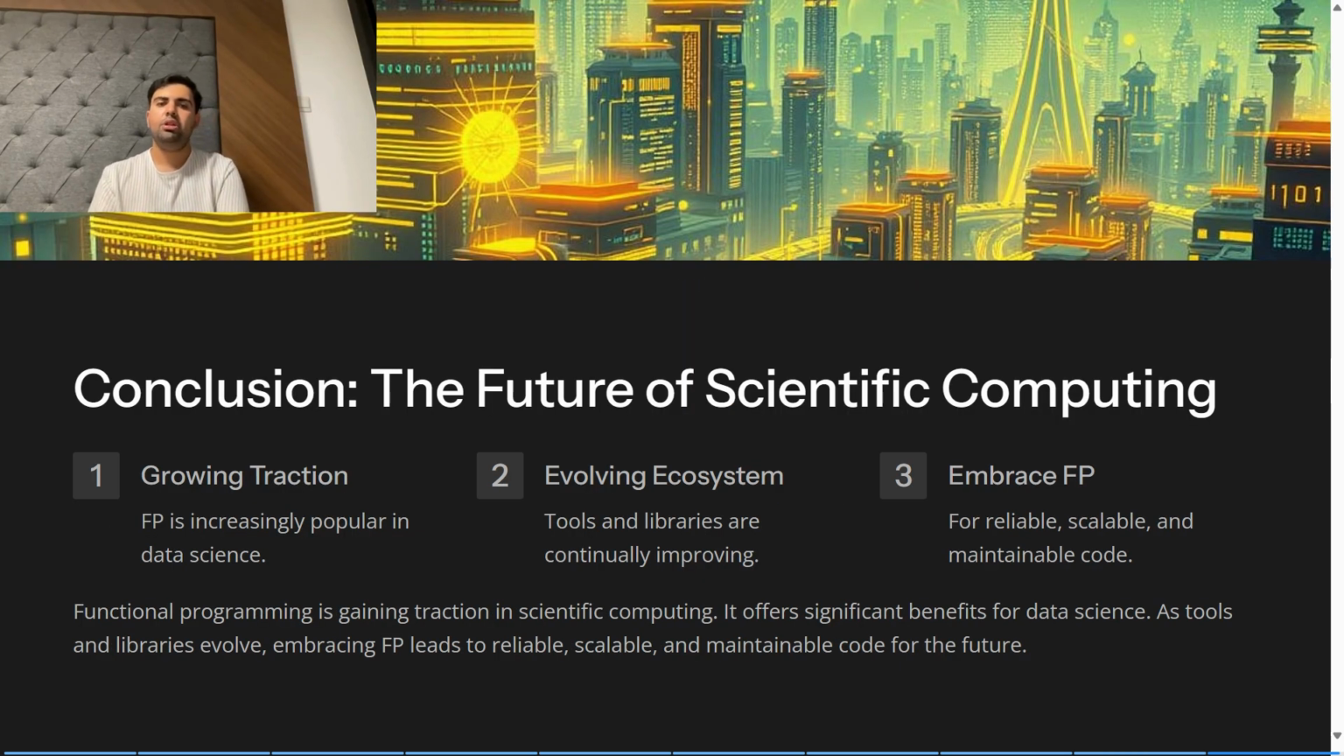And in the conclusion, the future of scientific computing, we have growing traction. Functional programming is increasing in data science. Evolving ecosystems, tools and libraries are continually improving, and we have embrace functional programming for reliable, scalable, and maintainable code.